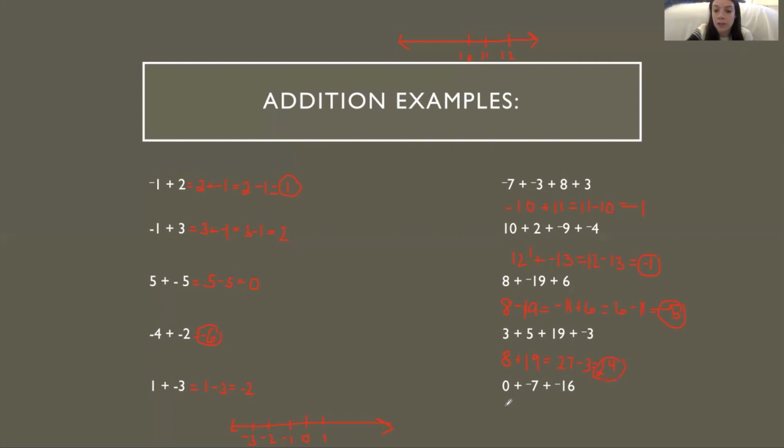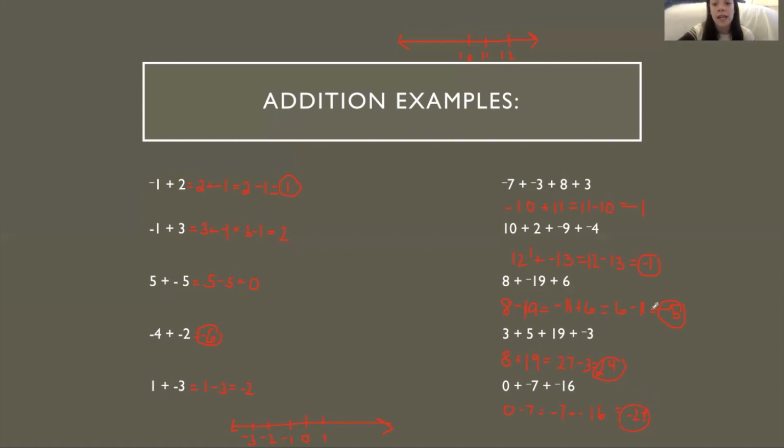And then 0 plus negative 7 is just going to be 0 minus 7 equals negative 7, plus negative 16. So 7 plus 16 equals 23, and the answer is going to be negative, so that is negative 23.